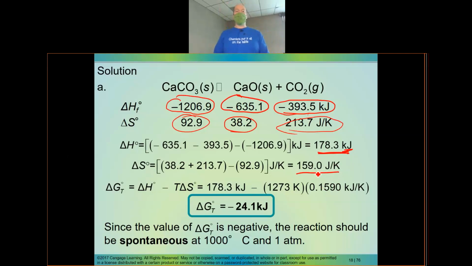All right, so now we're going to plug it into our equation, delta H minus T delta S, because that's the only way we can find delta G at this temperature. Any temperature that's not 25, you have to use this equation.